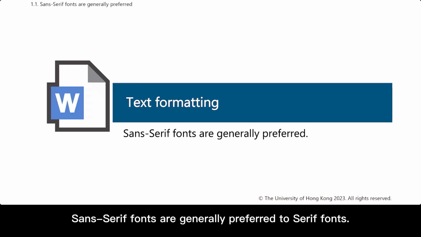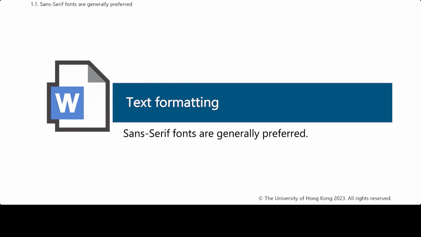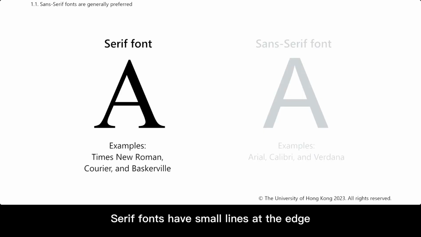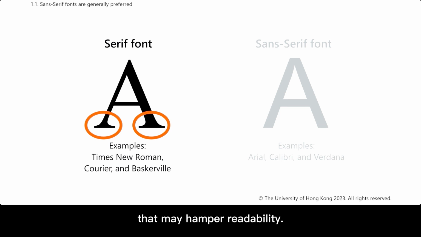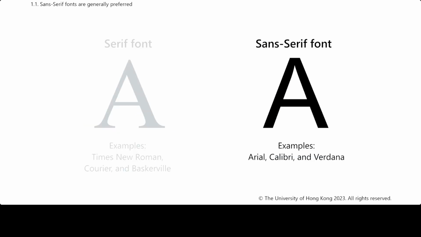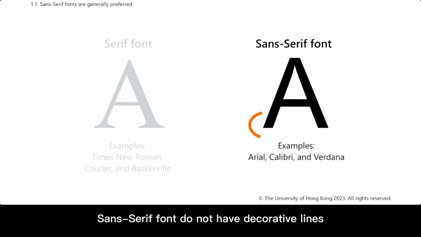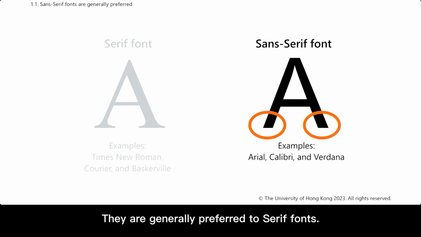Sans serif fonts are generally preferred to serif fonts. Serif fonts have small lines at the edge that may hamper readability. Some users, especially people with dyslexia, might find it hard to read decorative fonts and those whose letters are close to one another. Sans serif fonts do not have decorative lines at the edge. They are generally preferred to serif fonts. Examples are Arial, Calibri, and Verdana.